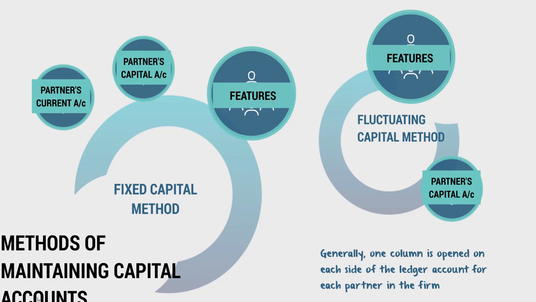So in this video we learnt about the features of the fixed capital method, that two accounts are maintained for every partner, which is the partner's capital account and another one is the partner's current account, and we discussed the format and features of each of these accounts in detail. In the upcoming video we'll do a sum to demonstrate the fixed capital method.